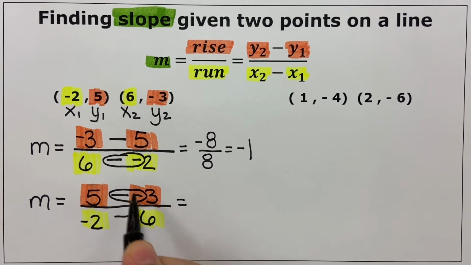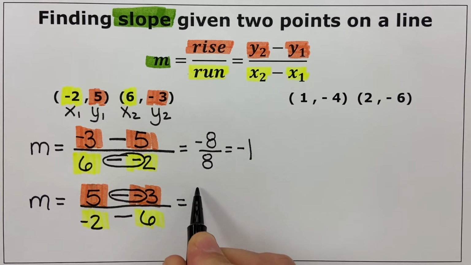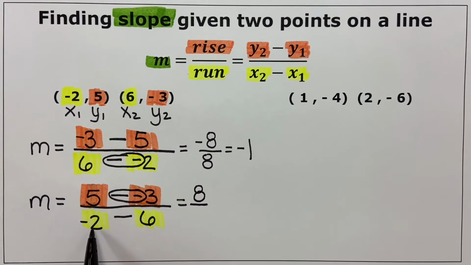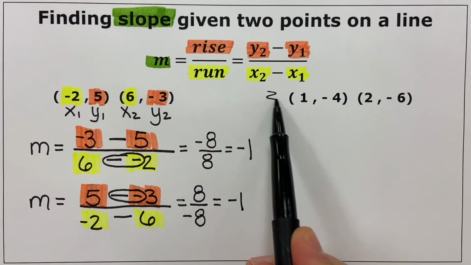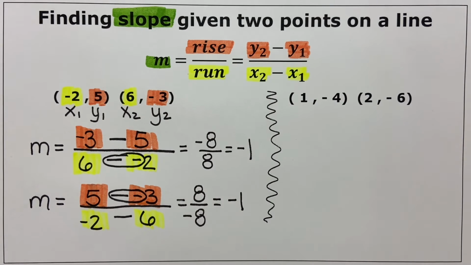Simplifying, this minus minus is a plus, so 5 plus 3 is 8. In the denominator, -2 minus 6 is -8, and 8 divided by -8 is -1. Notice we have the same answer. Let's go ahead and do one more example.